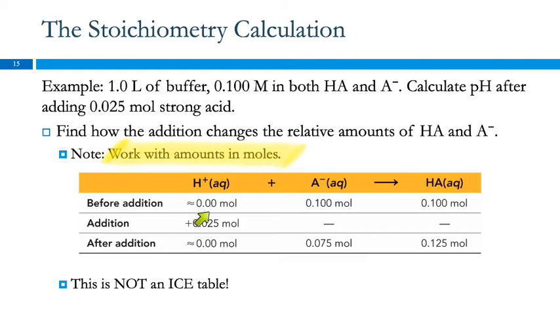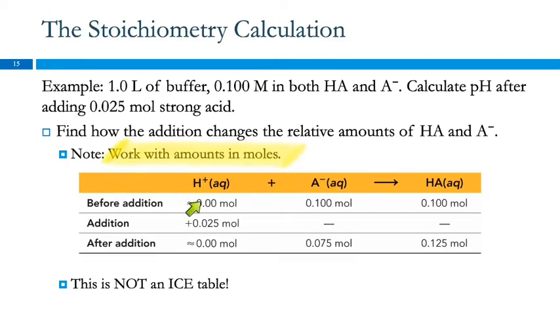So here's our generic equation. We're looking at the acid reacting with the base to form the weak acid, because we're adding strong acid to the solution. We're adding H+. If we add H+, is that going to react with HA or A-? It's going to react with the A-, right? So that's why we've written the equation this way.